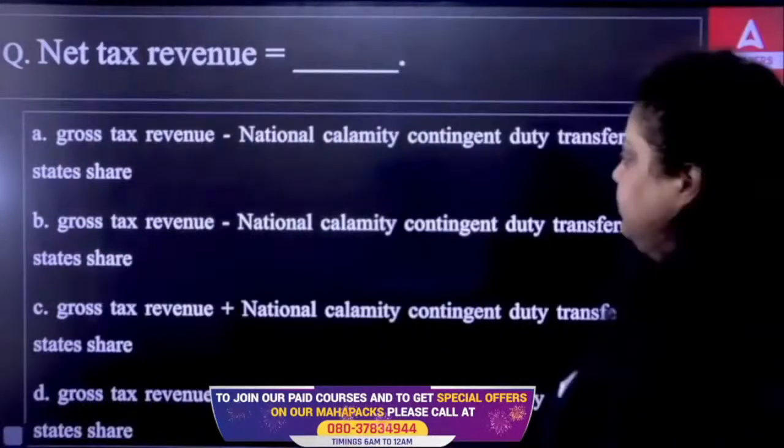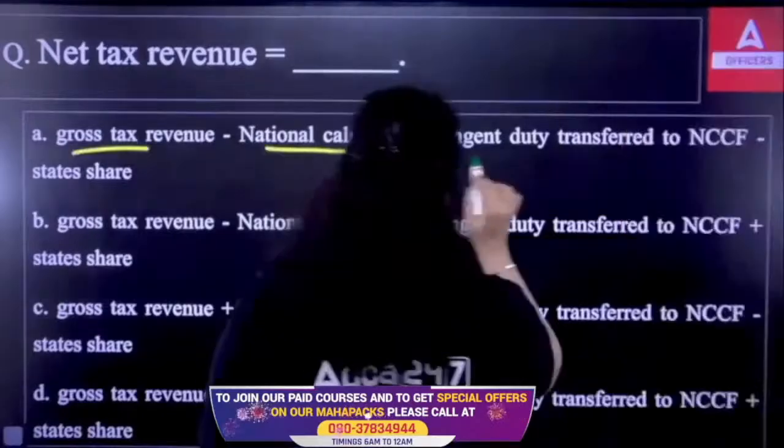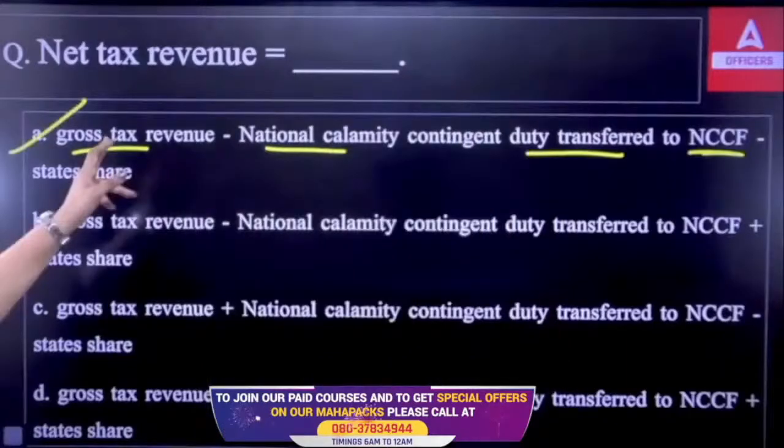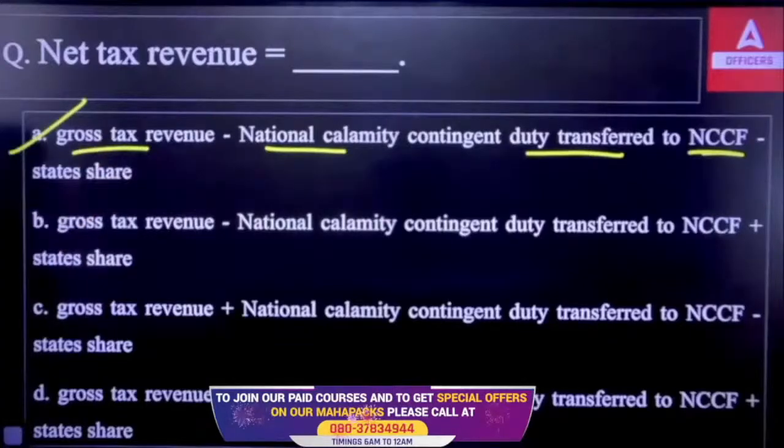So whatever the gross tax revenue was, minus national calamity contingent duty transferred to NCCF, minus state share. So this is the right option. The first option is correct here, because out of the gross tax revenue, you have deducted the value which you have to pay because of the national calamity. You also have deducted the share you have to send to the state government. So after deducting all of this from your gross income from taxes, that will be your net tax revenue.